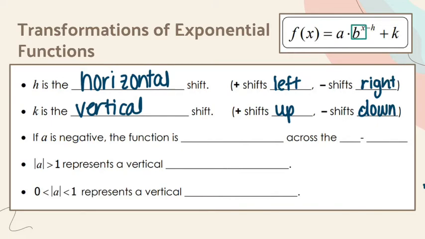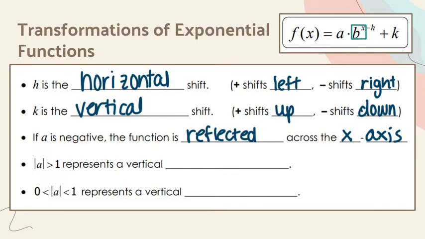Then we're going to look at A. And A is in the rest of these three bullets. So there's a lot to pay attention to with A. If A is negative, then the function is reflected across the x-axis. If it's positive, then you don't have to consider anything, because the parent function technically has a positive 1 as its A value. So it doesn't change from the parent function unless it's negative.